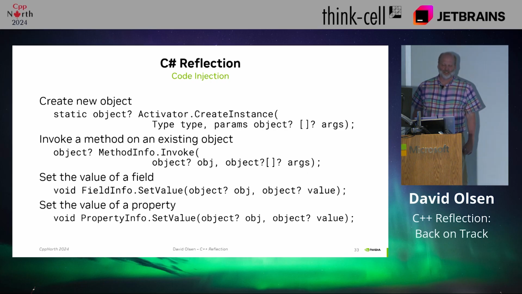Code injection in C# is also done at runtime. You can create a new object by calling the createInstance method of reflection class activator. You can call a member function that was found via reflection by calling the invoke method of the reflection class method info.